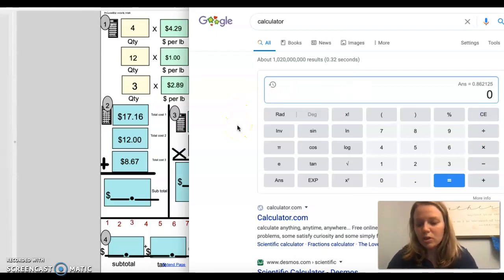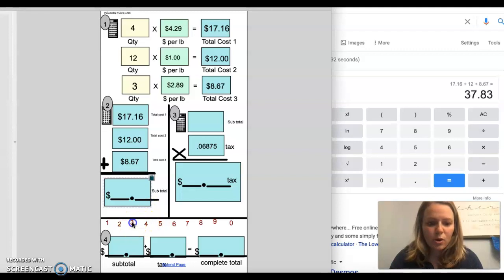So I'm going to flip back over to my calculator. And remember, you can use a phone or you can use a regular calculator too. It might be easier than doing these tabs like me, but I want to make sure that you can see what I'm doing here. So that's why I'm showing you this way. Okay, back to our adding. $17.16 plus $12 plus $8.67 equals $37.83.